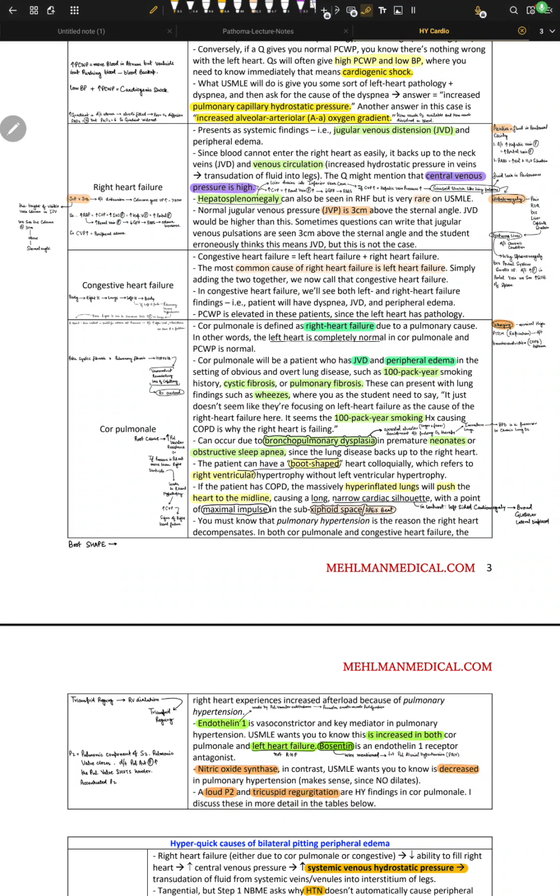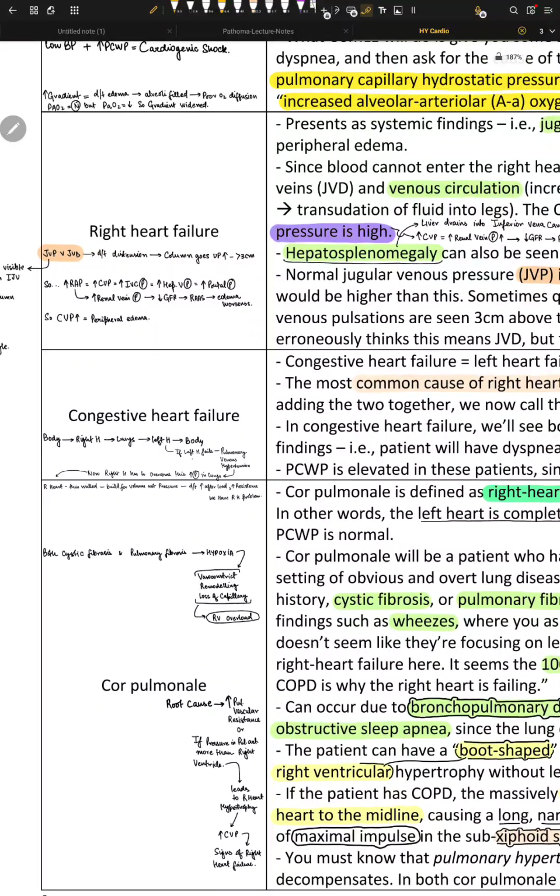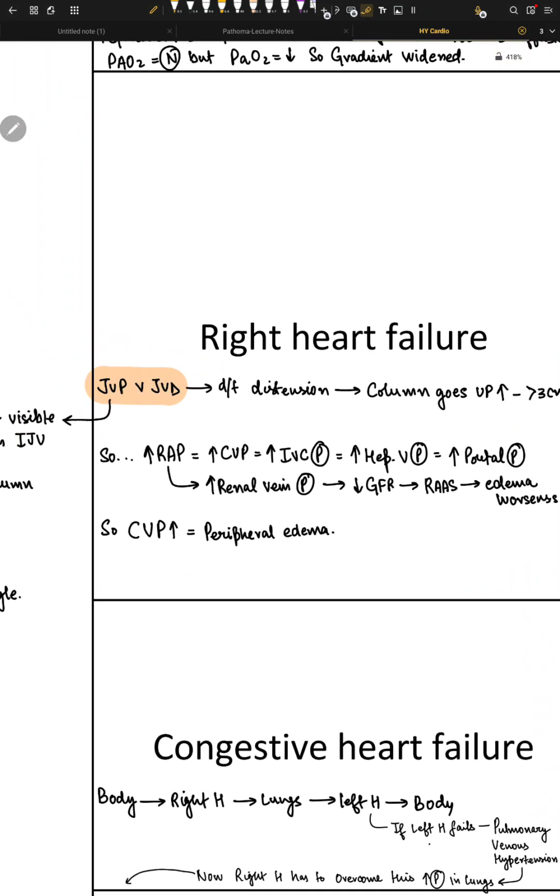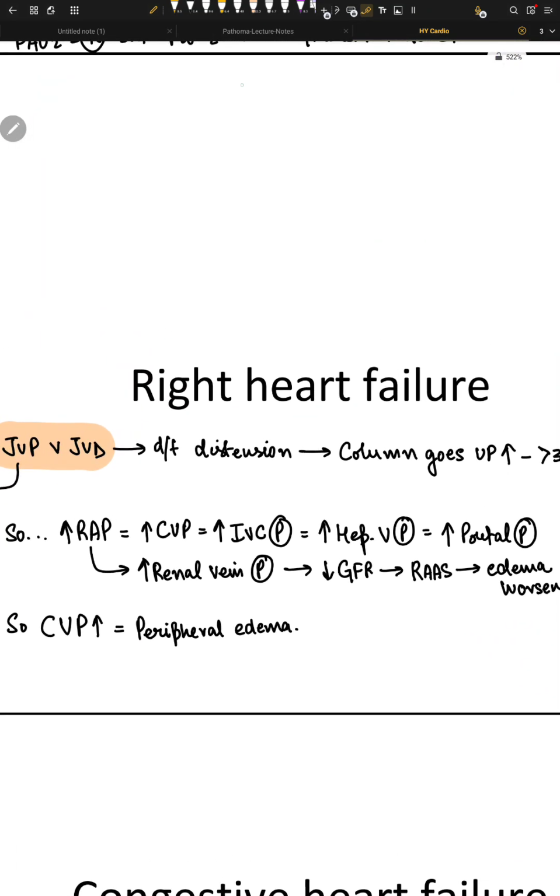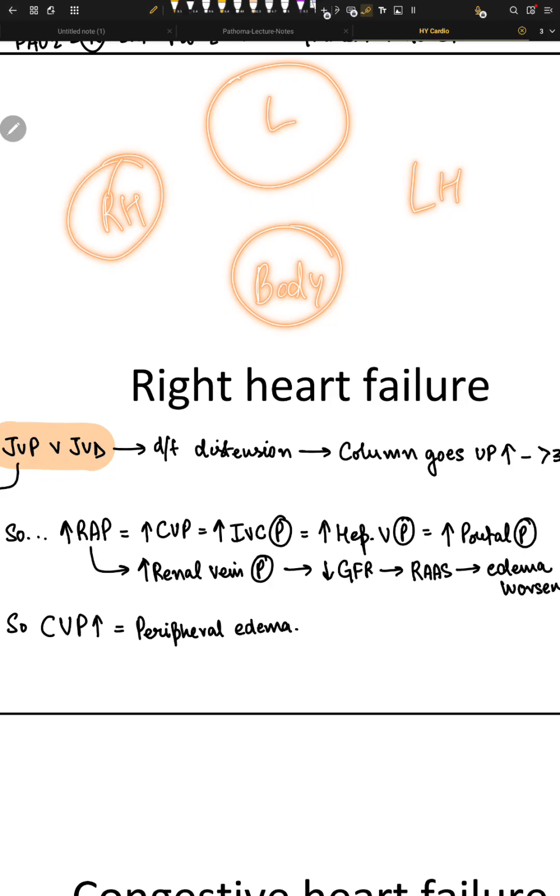To understand right heart failure, here we have right heart failure. So here's the idea. There's the lungs, there's the left heart, there's the right heart, right? There's the body right over here, and this is the right heart right over there. Then we have this body, right? So the right heart is failing.